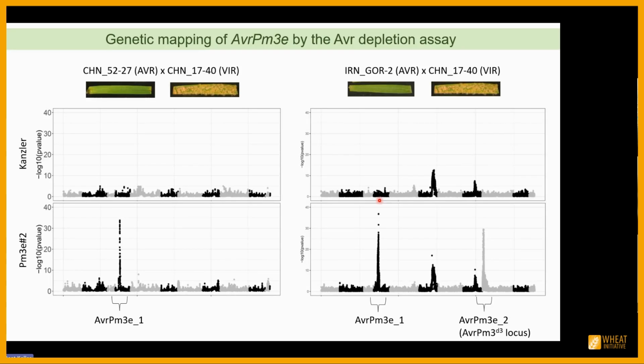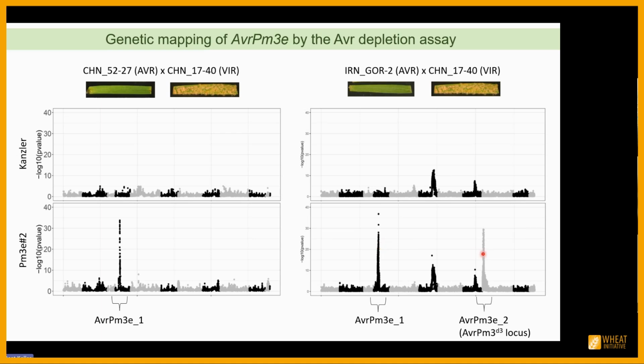So we used this avirulence depletion assay once we had this Chinese isolate with virulence, and then at least in one cross we identified 2 genetic loci which were depleted in the progeny, and that was then really the breakthrough that we were hoping for.